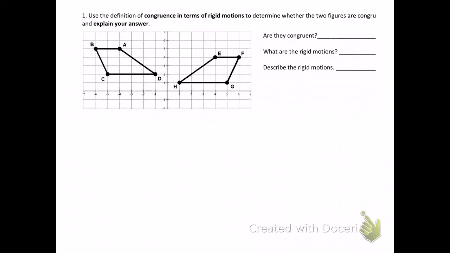You work this one. Make sure you say, are they congruent? What are the rigid motions? And describe the rigid motions.